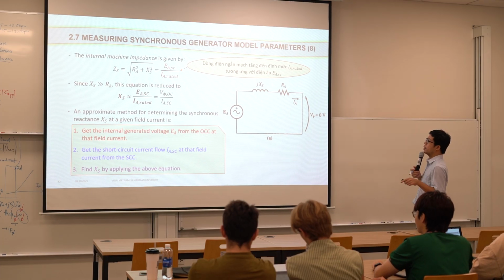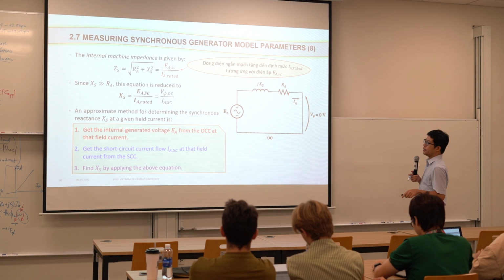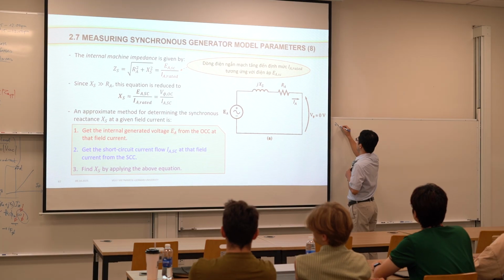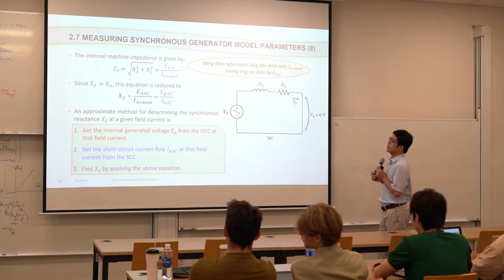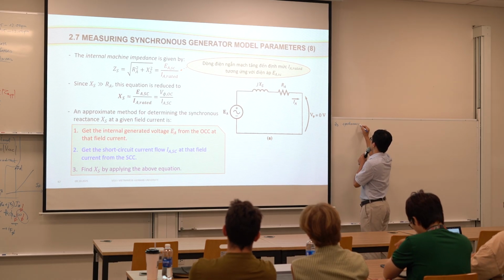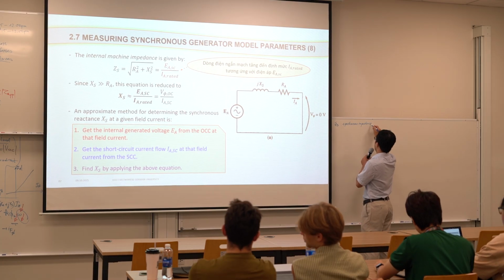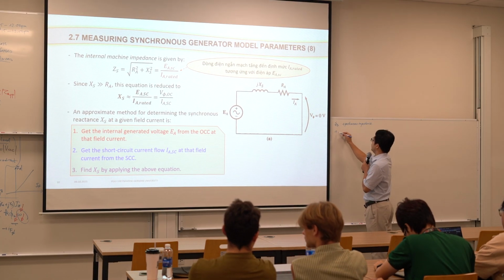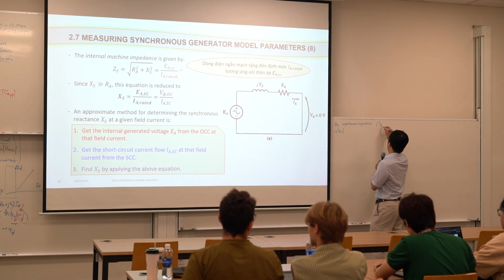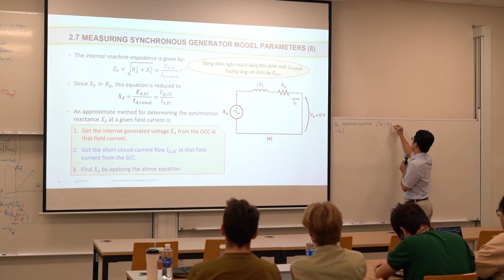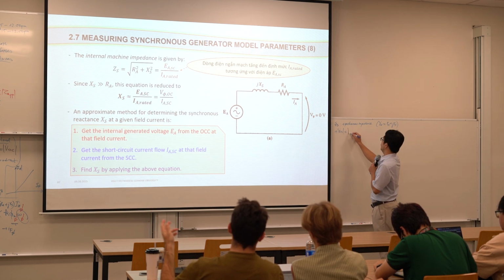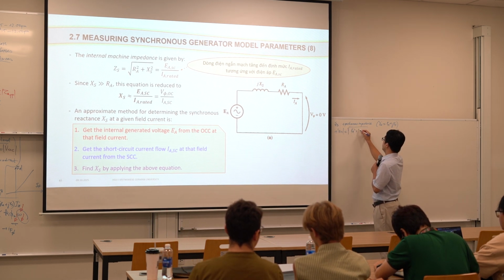We have, of course, for the short circuit test, RA and XS. So we can calculate ZS. ZS, what does this mean? ZS means synchronous impedance, right? So we can calculate the magnitude of ZS. We know ZS is RA plus jXS. So when we take the absolute value, we have the square root of RA squared plus XS squared.